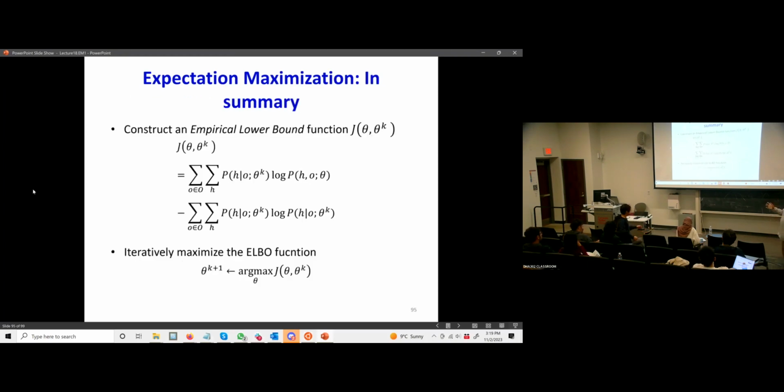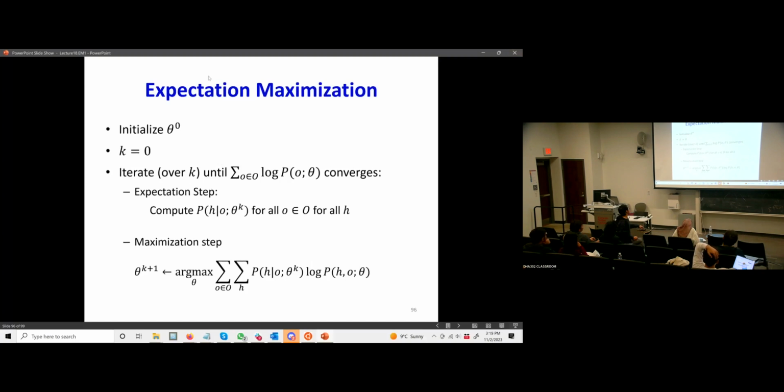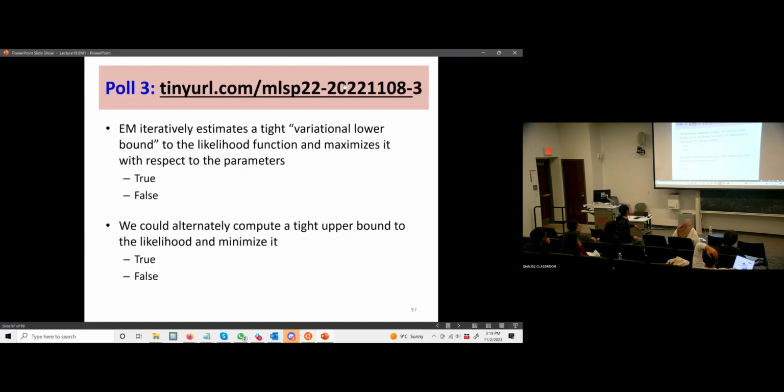So the expectation maximization algorithm, in summary: you construct an empirical lower bound function, J of theta, theta k, which we also call the auxiliary function. And you iteratively maximize this. You can ignore the second term. You can just keep maximizing this term with respect to theta. And then you take the maximum and plug it in as the parameter, right? So that's the EM algorithm.